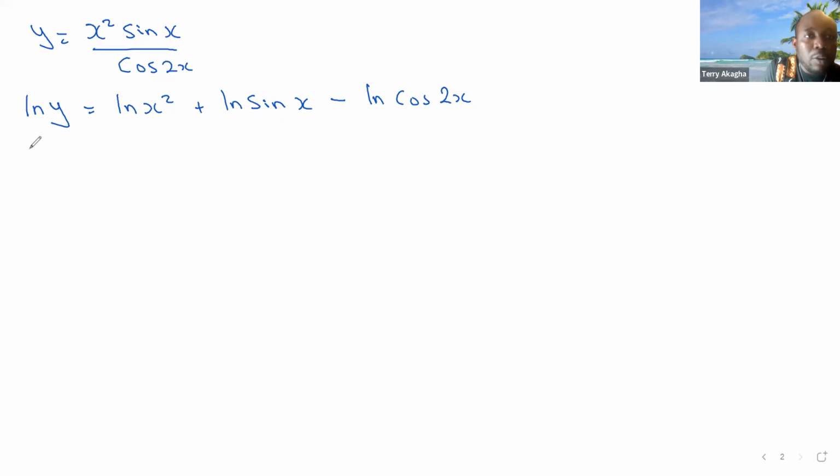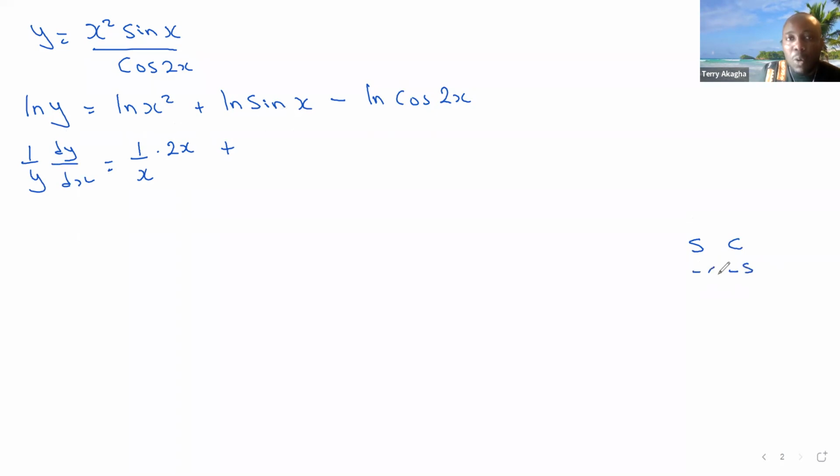So ln y is going to be 1 over y, dy over dx. ln x squared is going to give you 1 over x squared; if you differentiate x squared, it will give you what? 2x. Can you see? Plus ln sine x is going to give you, when you differentiate sine x, so if you remember, we talked about sine, cosine, minus sine, and minus cosine. So when you differentiate sine, it's going to give you what? Cos, right?